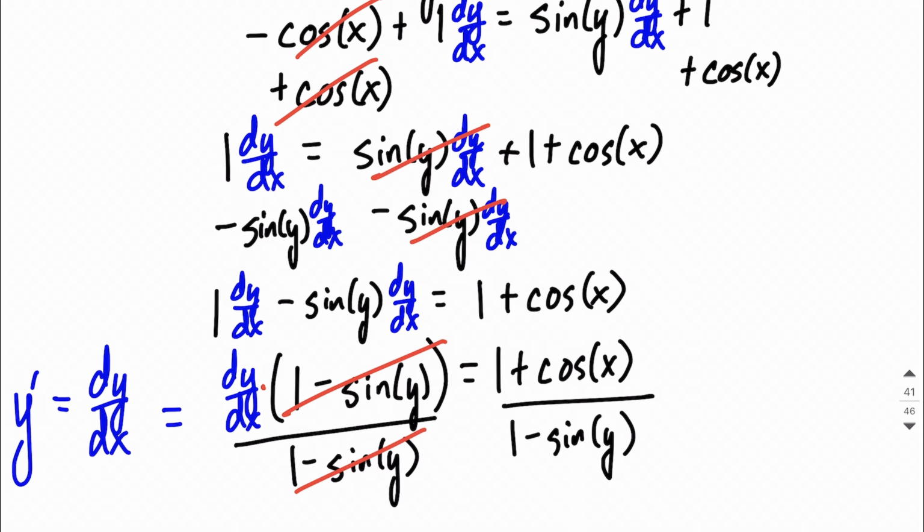Or that's the same thing as y prime with different notation. And our derivative is going to be what we have over on the right-hand side, 1 plus cosine of x divided by 1 minus sine of y.